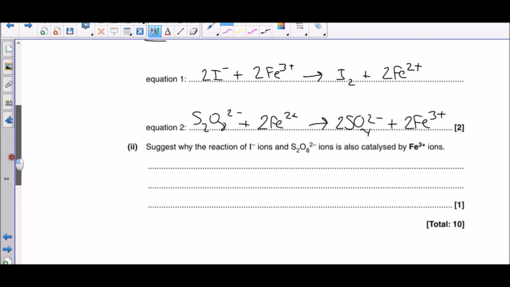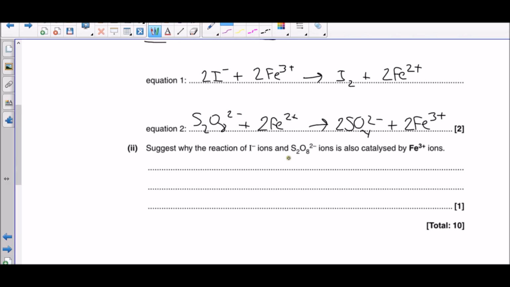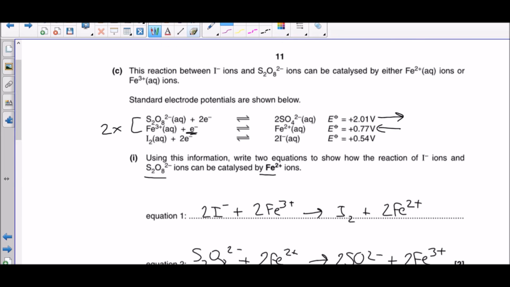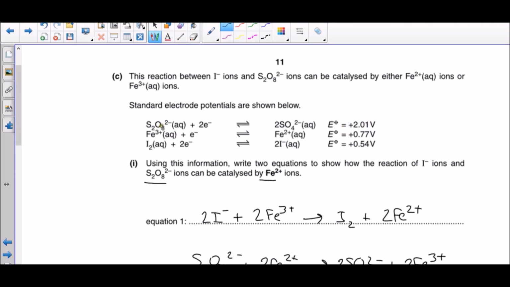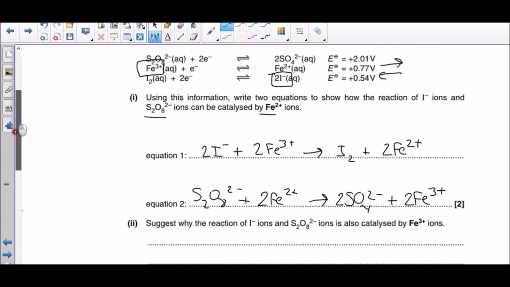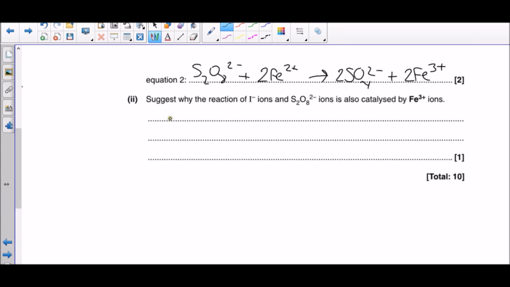And then we've got why the reaction of I minus and S2O8 2 minus is also catalysed by Fe3 plus. So if we look up here, let's just tidy that up. There's the Fe3 plus, and there's the I minus. So Fe3 plus can also react with I minus. So that's all we need to say down here.